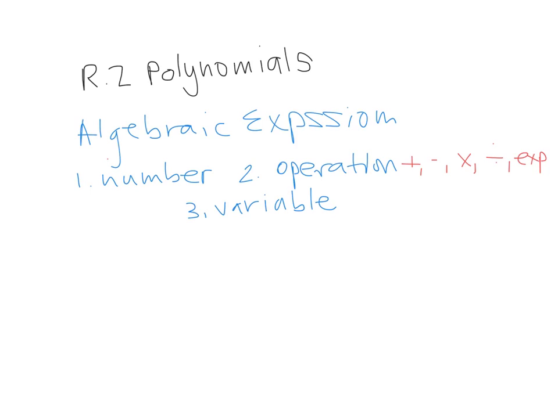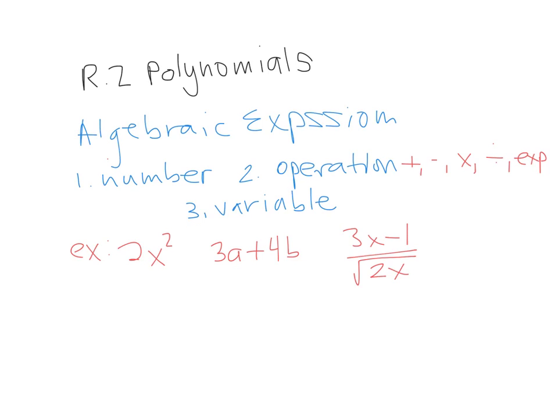Okay, so if we look at some examples of algebraic expressions, we've got 2 times x squared, something like 3a plus 4b, 3x minus 1 over the square root of 2x. Those would all be expressions that combine numbers and operations and variables.